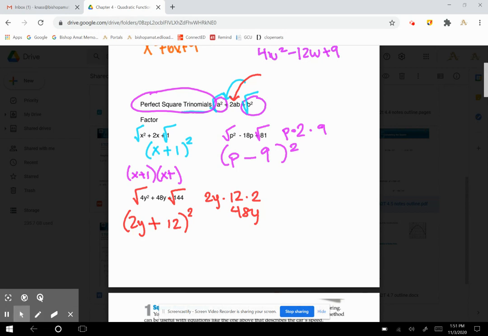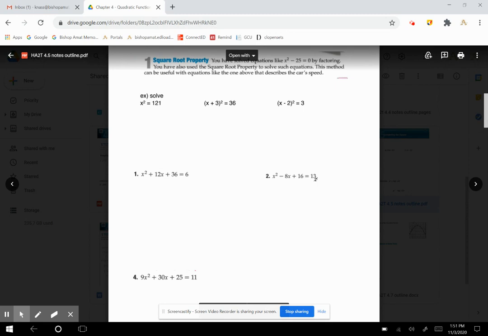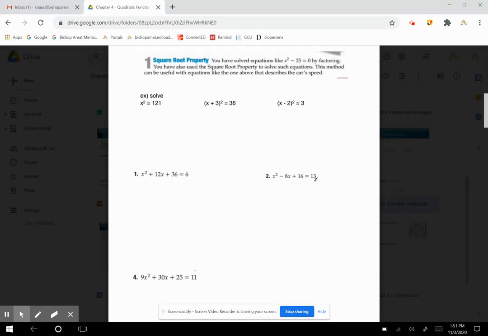Knowing that, you're able to solve. If they want us to use the square root property here, we're literally taking the square root of both sides. We talked about this last lesson. So here you're going to square root both sides. X is equal to plus or minus 11. Don't forget the plus or minus. This one here, when you square root both sides, x plus 3 equals plus or minus 6.